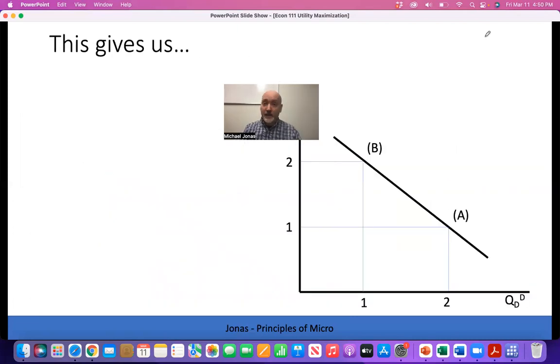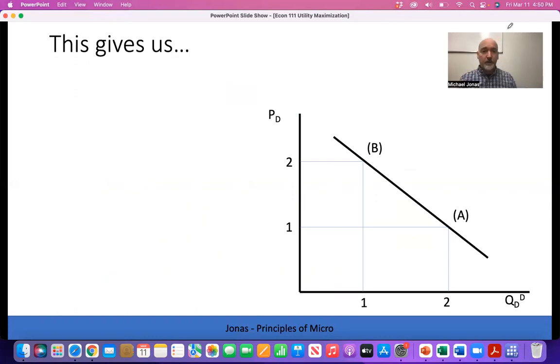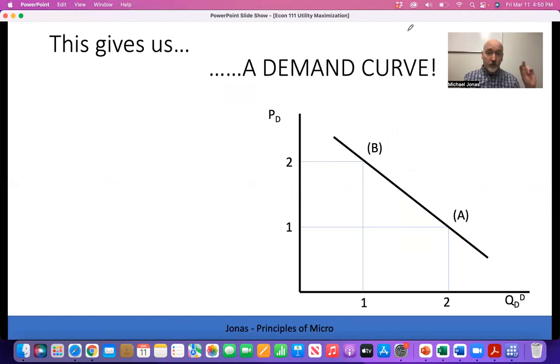So finally, look at this. What does that give us? It gives us 2 consumption levels at 2 different prices. We line those up and connect the dots. We have a demand curve, right? And that's exactly what we've done, right?